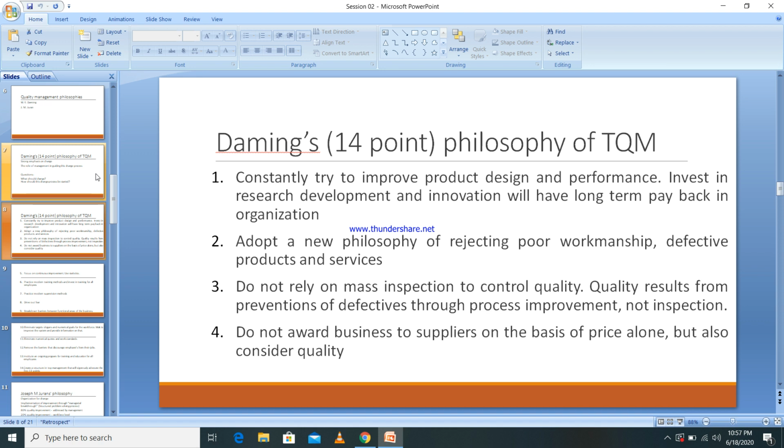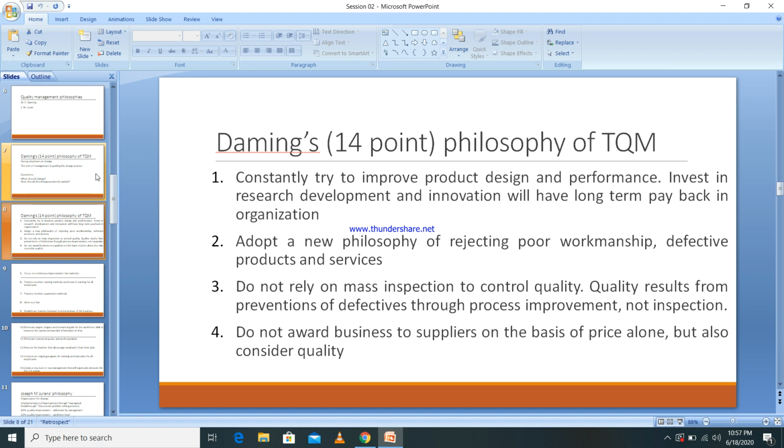What you should do is somehow minimize or reduce the number of defectives that we are going to produce, right? So what Deming says is, it's not about inspection and finding out the number of defectives that you have. If you want to improve the quality, you have to reduce the number of defectives, right?